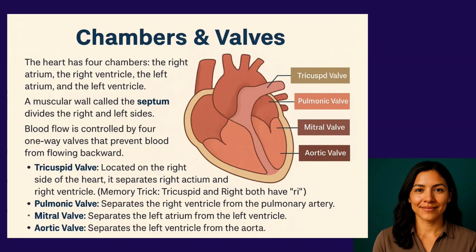Tricuspid valve, located on the right side of the heart, it separates the right atrium and right ventricle. Memory trick: tricuspid and right both have E. Pulmonic valve separates the right ventricle from the pulmonary artery. Mitral valve separates the left atrium from the left ventricle. Aortic valve separates the left ventricle from the aorta.